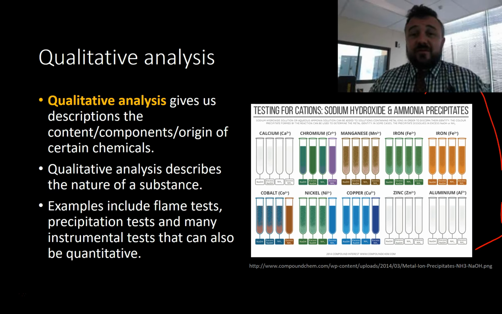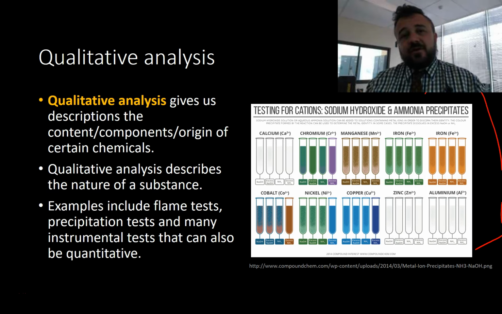So examples of this include the flame test, precipitation test, and many instrumental tests. Now, some of these instrumental tests are both qualitative and quantitative, but we'll see that further down the course.